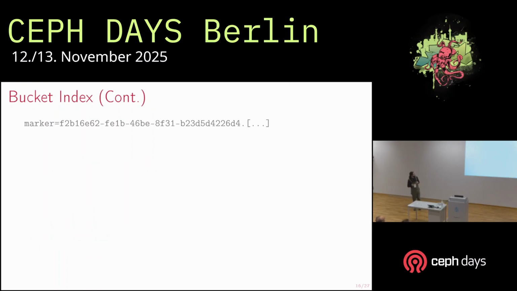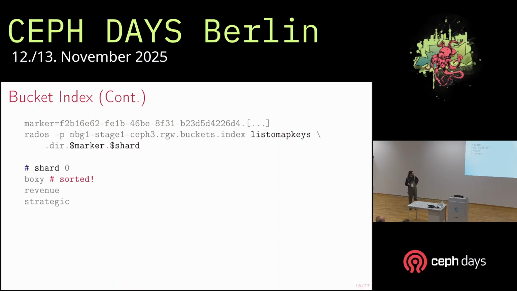So maybe have a look here. This is a marker up here, and we're doing the list OMAP keys on that thing for a given marker and a given shard. And then we get shard 1 that has like 3 objects that are sorted, and then we get shard 2 and it has 3 objects and they're sorted. And what we're going to need to do is, if we list the bucket index, we have a divide and conquer. We fan out to all shards, get a certain number of entries starting with a given key, and then we merge the results and give that back to the client.